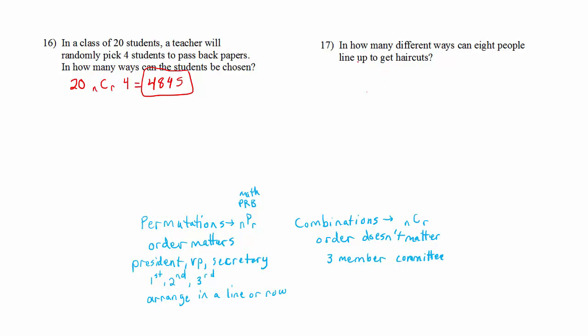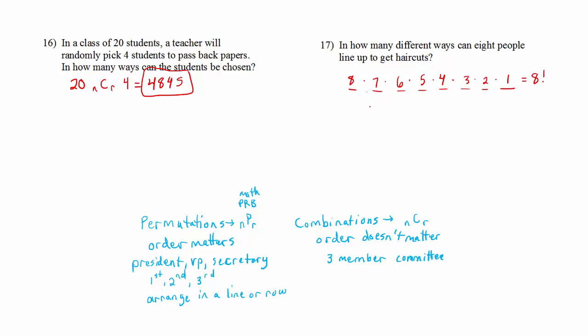This is like the lining up the books on a bookshelf that we did, where we said, well, there's 8 places in line since there's 8 people. 1, 2, 3, 4, 5, 6, 7, 8. 8 people can go in the first spot, but then that only leaves 7 for the next spot and 6 for the next one and 5, 4, 3, 2, 1, which is the same thing as saying 8 factorial, which is also in the PRB menu under math.